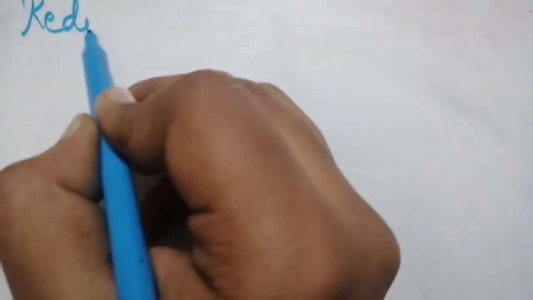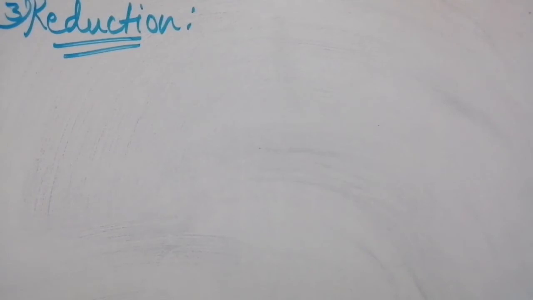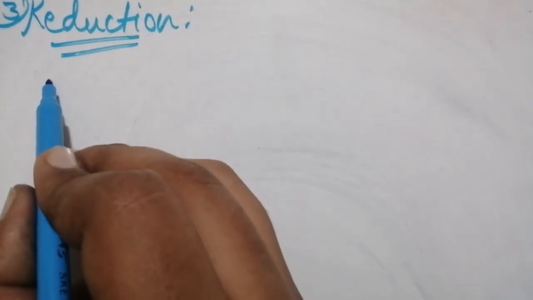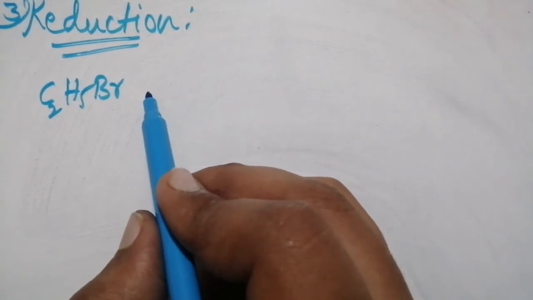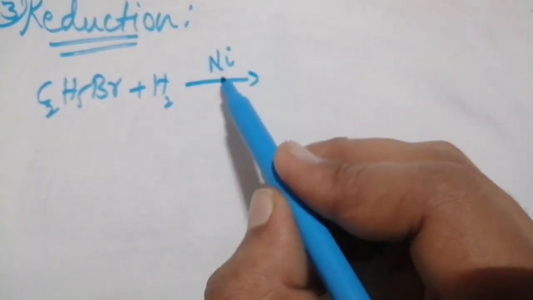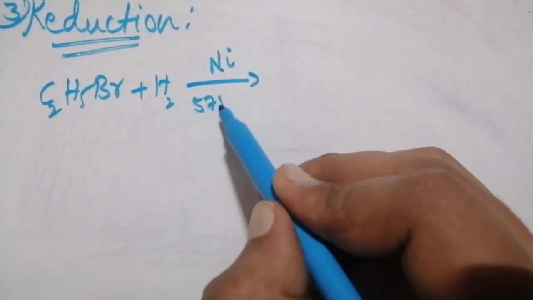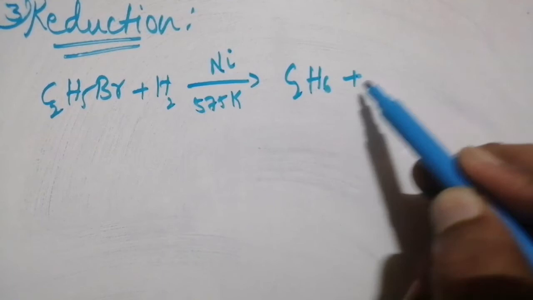So, reduction reaction, my third type of reaction. The first one was nucleophilic substitution, the second was elimination, and the third is reduction, where I have my reducing agents. I am writing just the reaction which is useful: C2H5Br plus H2 in presence of nickel, at 575 Kelvin, will yield me C2H6 plus HBr.